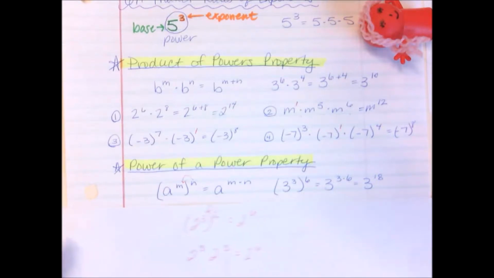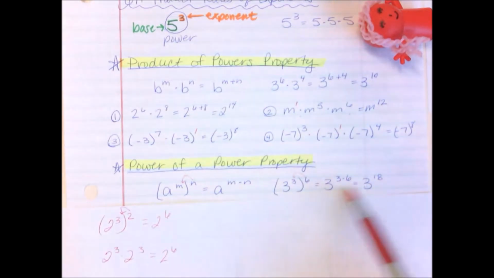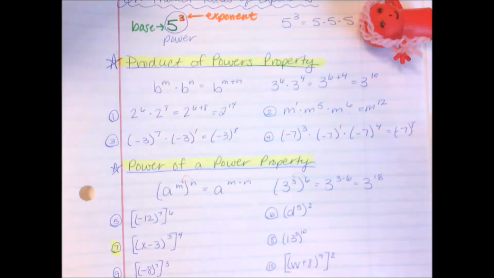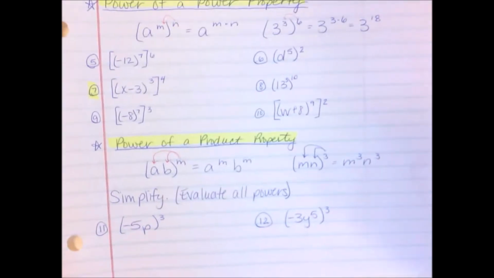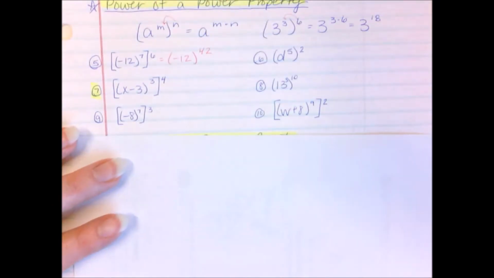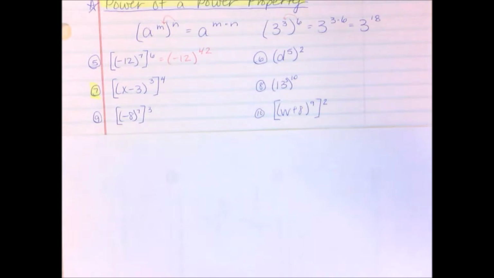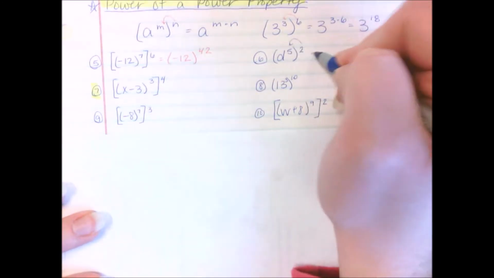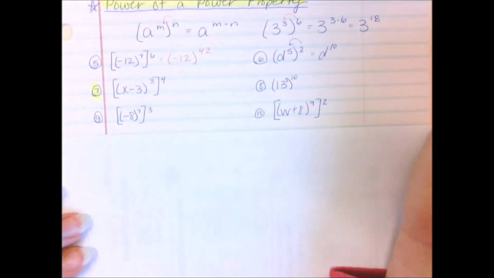In your examples here, we get 3 to the 3rd to the 6th, multiply those two together, and we get 3 to the 18th. In our actual examples, when we have a base of negative 12 to the 7th to the 6th, we can multiply the 7 and the 6 together, and we get negative 12 to the 42nd. That negative 12, again, has to stay in parentheses to note that my whole base is negative. In number 10, we can multiply the 2 and the 5 to give me d to the 10th.